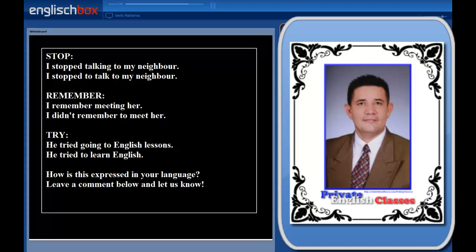Okay, how are these things expressed in your language? There has to be a way in which these two things are expressed in English. It's quite a subtle difference. Often in other languages it's a little bit more obvious. For example, in German, to stop. I stopped talking to my neighbor would be ich habe aufgehört mit meinem Nachbar zu sprechen, and I stopped to talk to my neighbor. Ich habe aufgehört, mit meinem Nachbar zu sprechen.